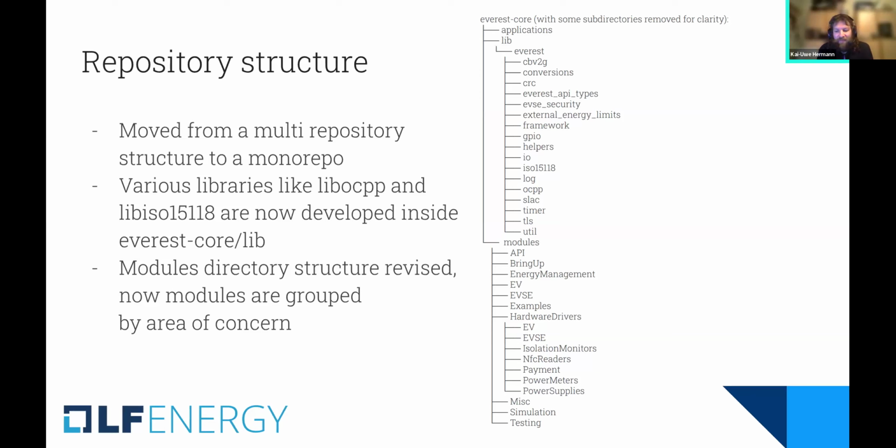And in roughly the same period, we also restructured the directory structure of the module subdirectory. So they are now grouped by the area of concern. You can see we have an API directory which bundles a lot of the API modules. For hardware drivers, we even have a different subdirectory structure underneath it that splits all of the available hardware drivers into their respective area of concern. Things like isolation monitors and power meters are now in their own subdirectories.